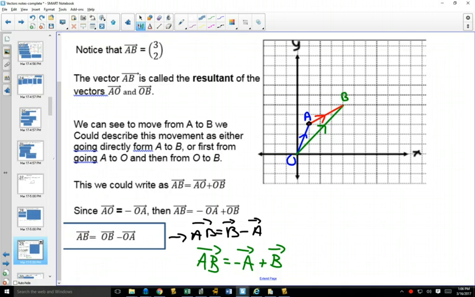Does it make sense? If I start from A, going back to the origin is like going negative A. And then going from O to B is like going plus B. So I like to think of it as negative A plus B. I guess these should be lower case letters, but that's fine. But you can write it as B minus A. As far as doing the math, B minus A is easier to do than negative A plus B. But as far as seeing what we've done to go from A to B, I think it's easier to see negative A plus B.